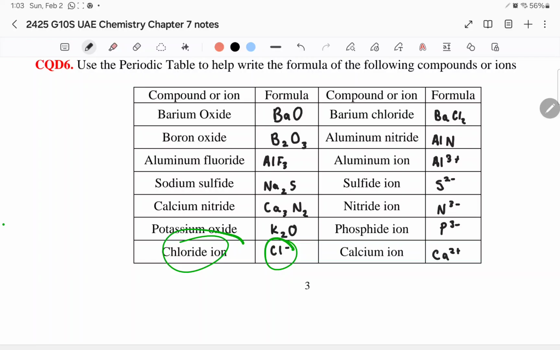Aluminium, Al3+, N3-, so it's the same, so you don't write any of the charges. If they're the same, you don't write them. Aluminium ion, Al3+, sulfide ion, S2-, and nitride is N3-.